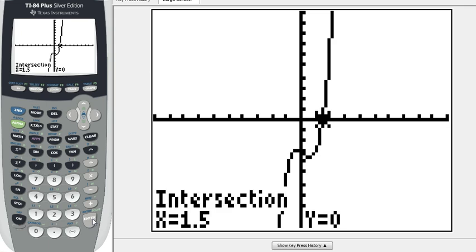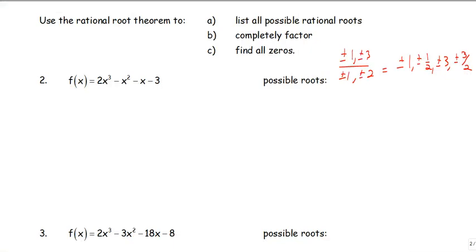And sure enough, one of our zeros is 1.5. Okay, so let's go back to the problem. That means I know x is equal to 3/2, or my factor is x minus 3/2 is equal to 0. That's one of my factors for this problem, because 3/2 was my 0. Now I use that to factor the rest.